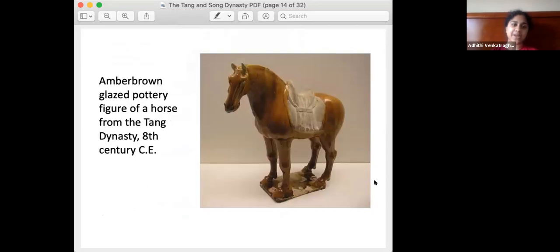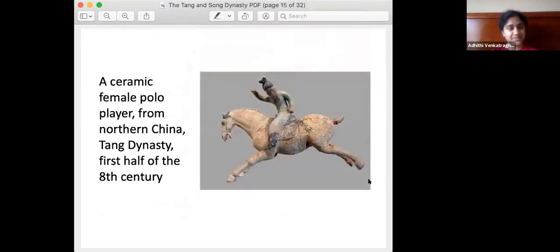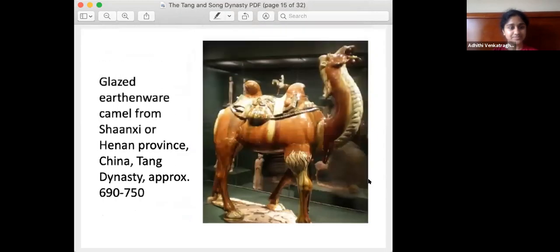It's a picture of some amber brown glazed pottery, a figure of a horse from the Tang Dynasty, and a polo player, a female polo player. Some more art.